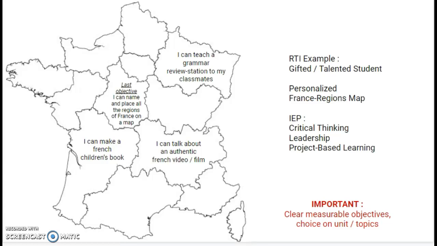And so for me, I said I can teach a grammar review station to my classmates. I can talk about an authentic French film. And then the last objective would be that they know all the regions. So that is like something saying, finally, I can cross that off, that I've learned all the regions. And I'm not going to tell them the regions. They're going to have to search and discover those answers for themselves.